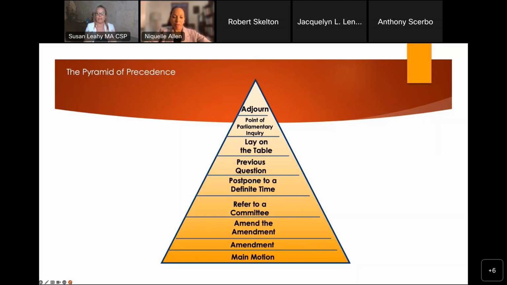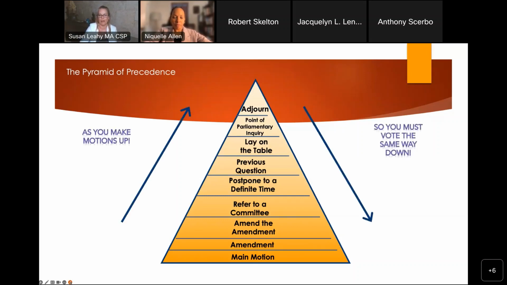So the pyramid of precedence is really important for you to realize that there is a defined structure that we're utilizing in our meetings. And when you're thinking about this, as you make motions like stair steps up, so you must vote the same way down, especially when it comes to these first three motions. So we've got the main motion, the amendment, and amend the amendment.